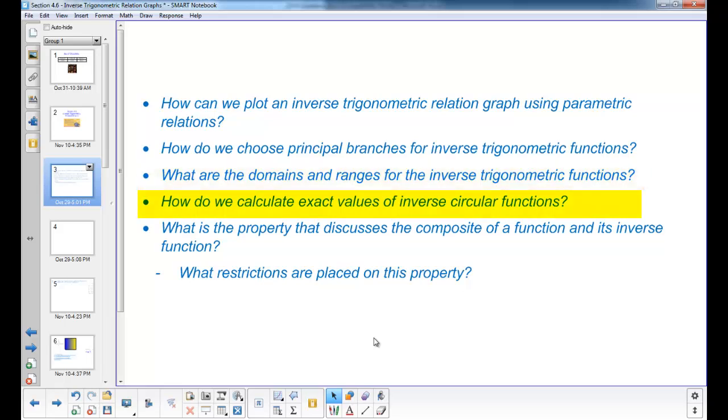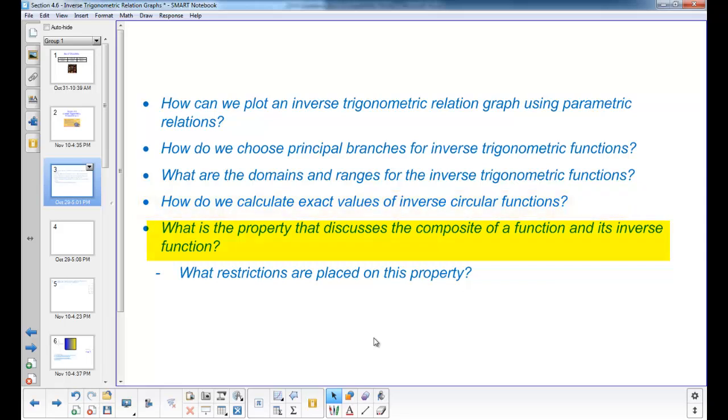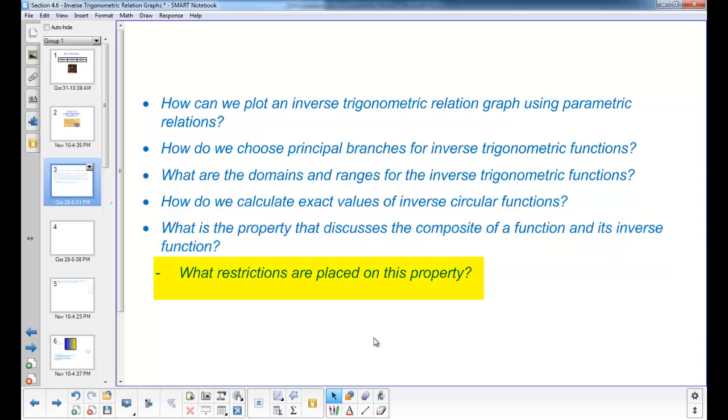How do we calculate exact values of inverse circular functions? What is the property that discusses the composite of a function and its inverse function? What restrictions are placed on this property?